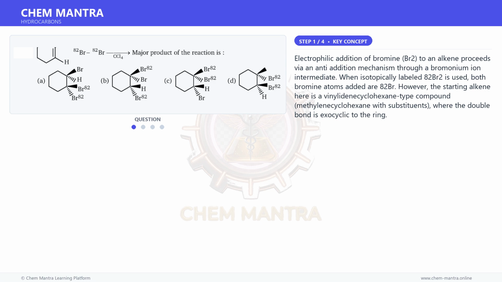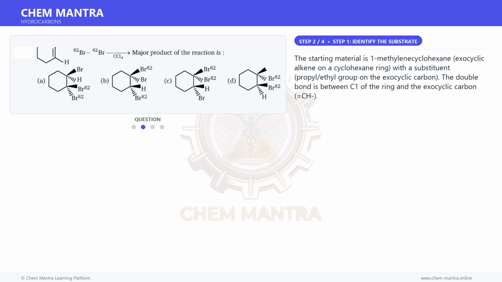When isotopically labeled At2Br2 is used, both bromine atoms added are At2Br. However, the starting alkene here is a vinylidene type compound, methylene with substituents, where the double bond is exocyclic to the ring. Moving on to the next step.